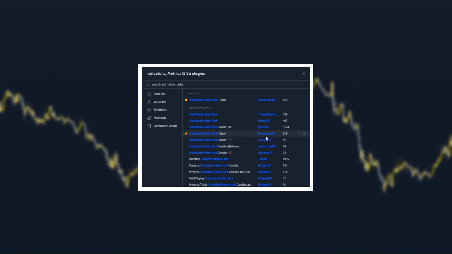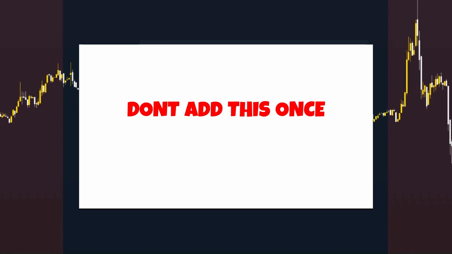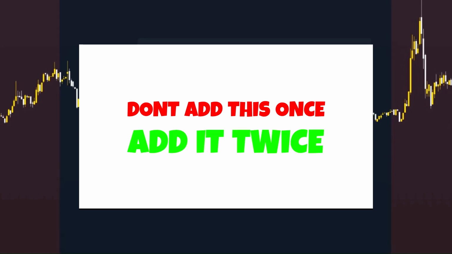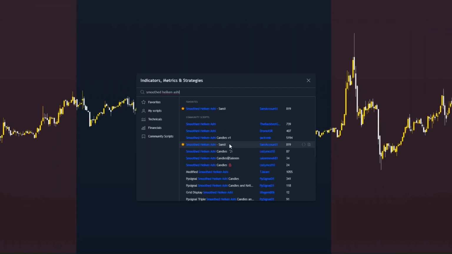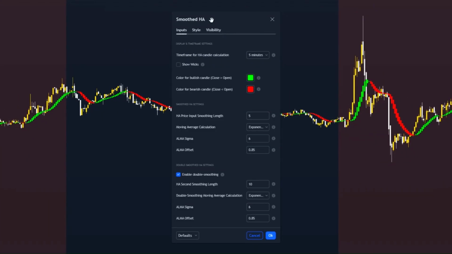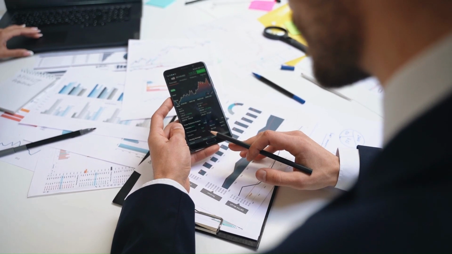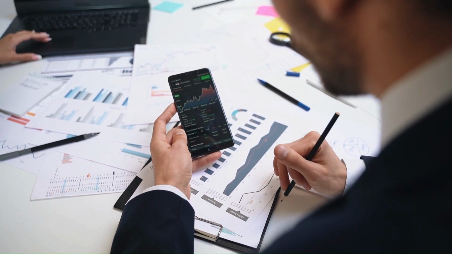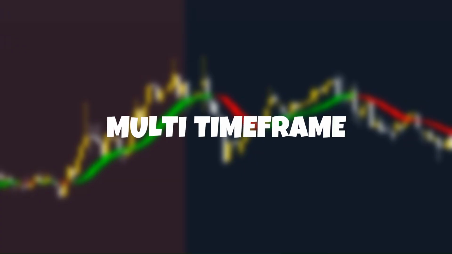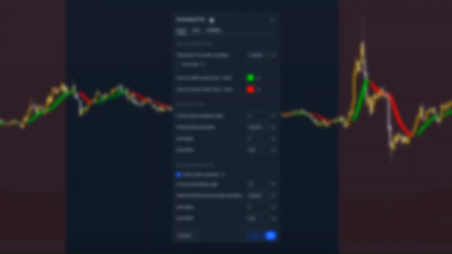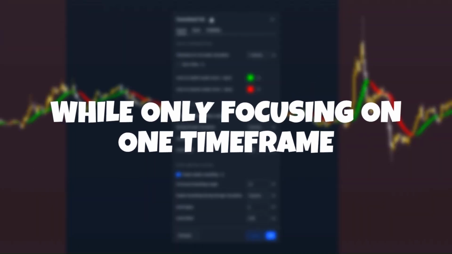But we're not just going to add this once to our chart, in fact we're going to add it twice, and I'll show you why in a minute. You see, not only is the Heikin Ashi indicator for determining trend, but we can also double up the indicators to double up your profits. You can do this by using a multi-time frame strategy while simultaneously only focusing on one time frame.